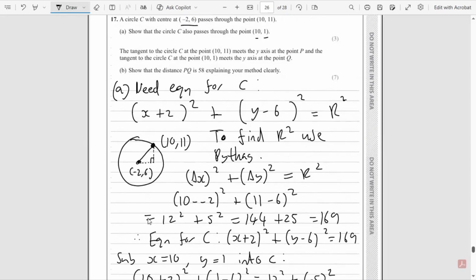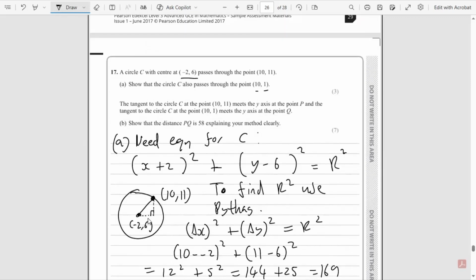Now let's go to part B. For part B, we've got the tangent to the circle at the point (10, 11) meets the y-axis at the point P. And then the tangent to the circle at the point (10, 1) meets the y-axis at point Q. Part B: show that the distance PQ is 58, explaining your method clearly. Obviously, this is a longer 7-mark question, and it's a circles question.